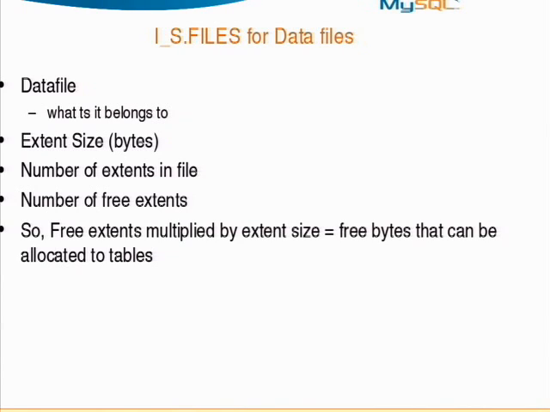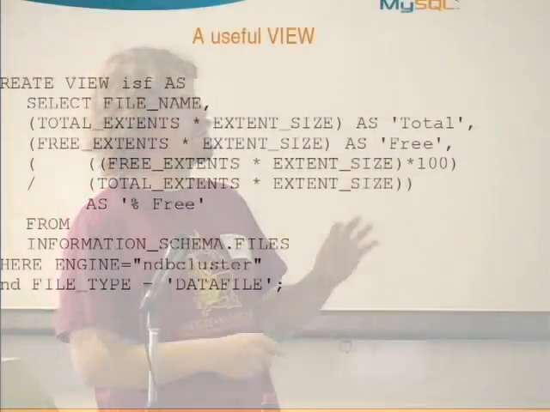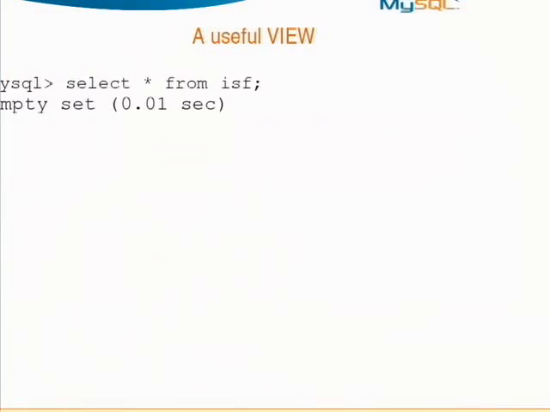So information schema files for data files. We have a data file, what tablespace it belongs to, what the extent size is, the number of extents in the file, and the number of free extents. So the free extents multiplied by the extent size equals the free bytes that can be allocated to tables. We're not reporting here the free space inside the extents allocated to the table. We're saying how many extents can be added to any tables. You can use useful views to get a df-like output.